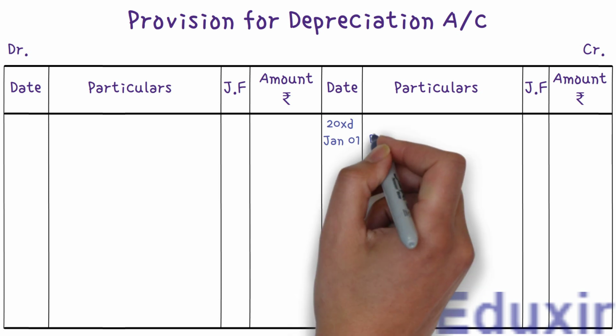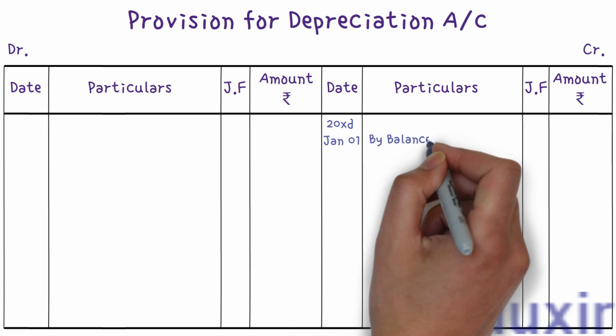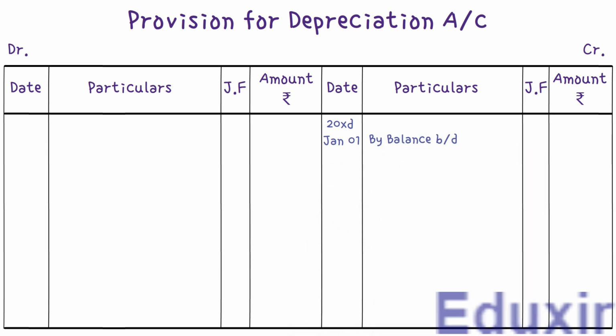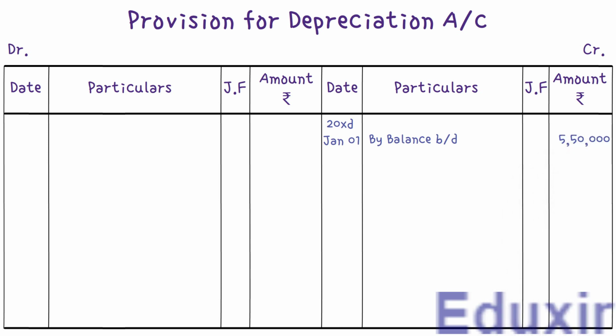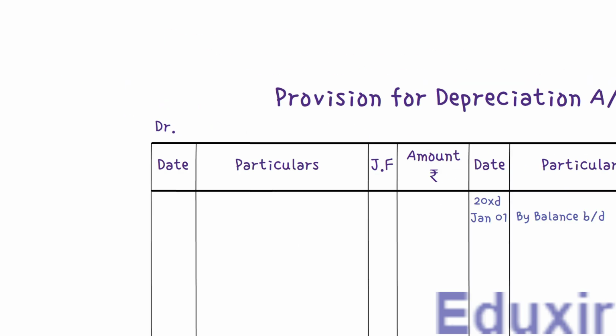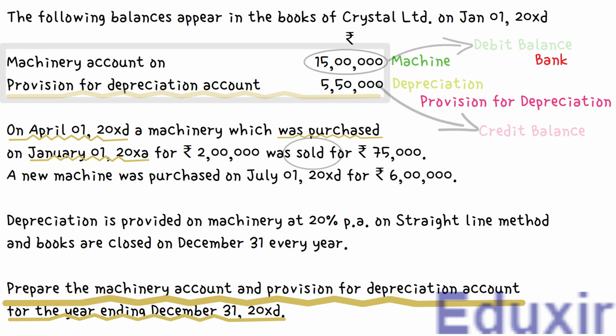Let us then write by balance brought down in the particulars column. Let us then write 5,50,000 rupees in the amount column on the credit side. With that, we have completed the posting of the provision for depreciation account related balance in this account. Let us now consider the next transaction.